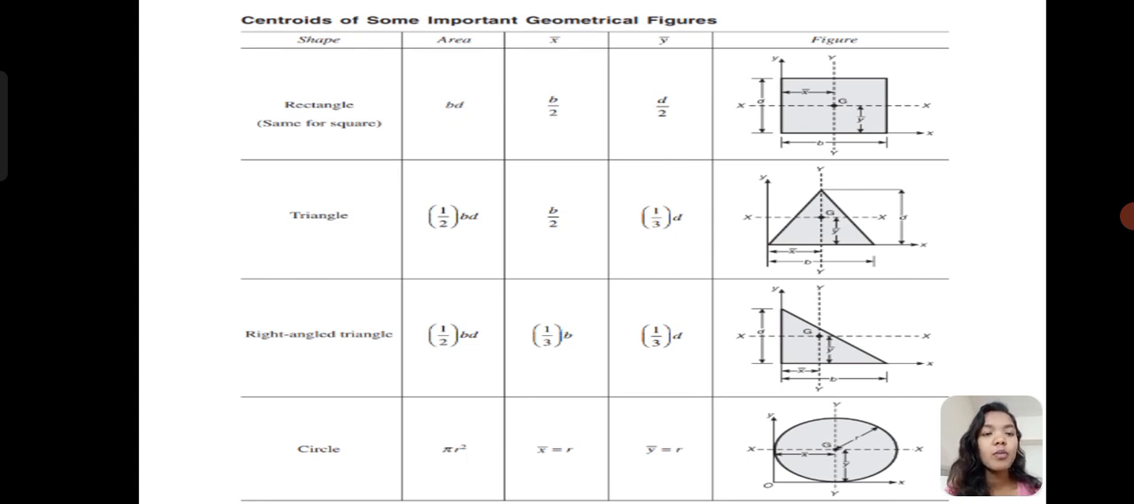Here is the formula sheet of centroids of some important geometrical figures. The triangle area is half into breadth into depth, and x bar is b by 2, y bar is 1 by 3 into d. For a right angle triangle, the area is 1 by 2 into breadth into depth. The x bar is 1 by 3 into breadth, y bar is 1 by 3 into depth. For a circle, the area is pi r square, x bar is r, y bar is also r.